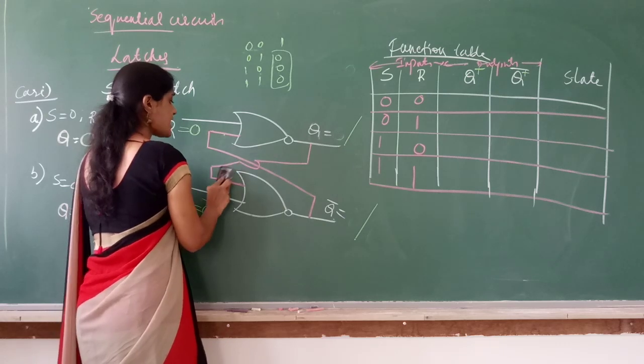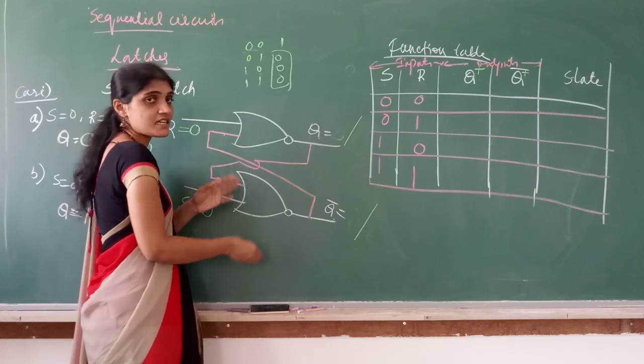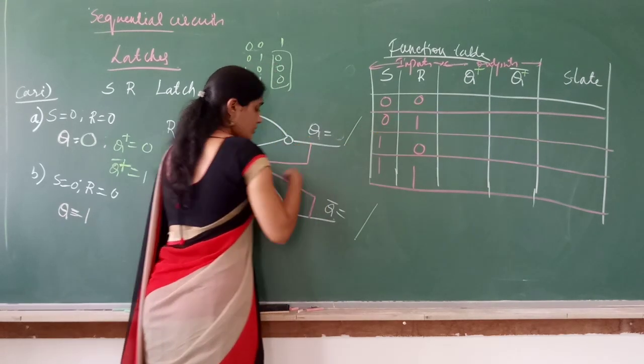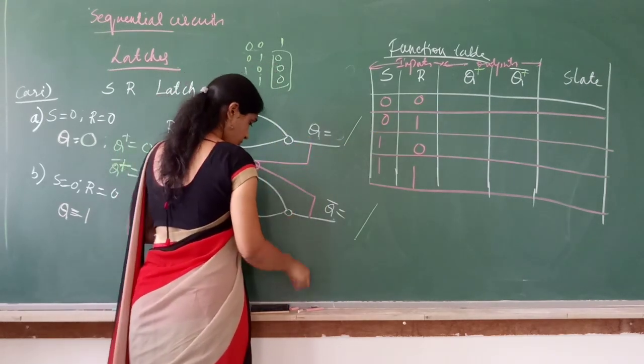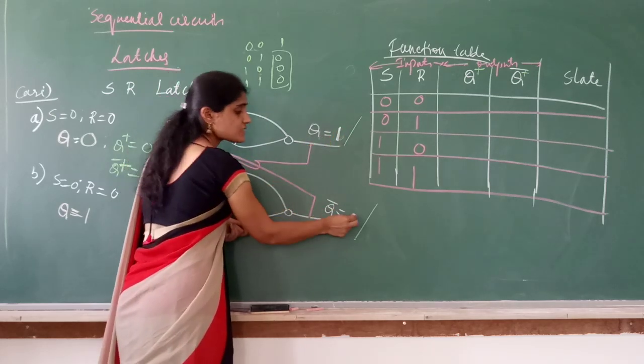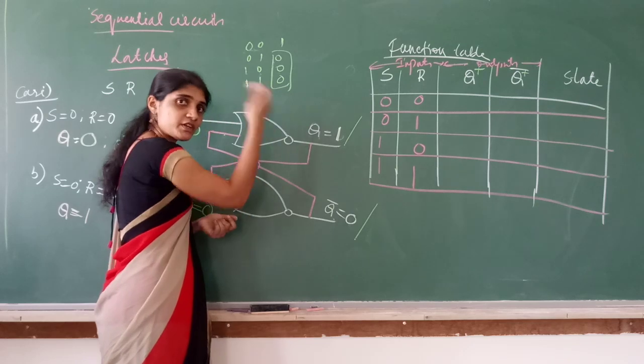What is S and what is R? It is still 0, 0. I am still giving SR 0, 0. Previous state is 0, next state I got as 0. Now I give previous state as 1. If previous state is 1, what is Q bar? 0. These two are previous conditions, previous state.